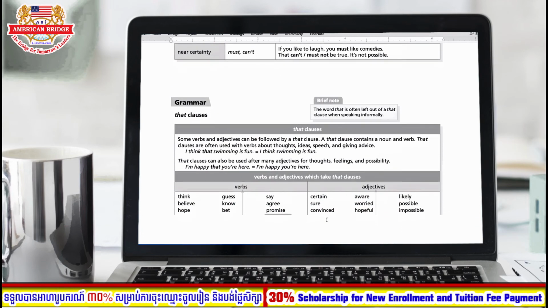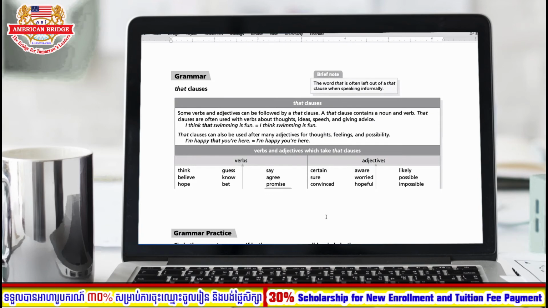So move on to the second point, which is the that clause. So you can use that clause in order to give suggestions as well, but that clause can also be used to express ideas, speech, okay, and also giving advice. That clause is mostly a noun clause. Okay, just remember this, or it can be an adjective clause. Okay, let's look at the example here.